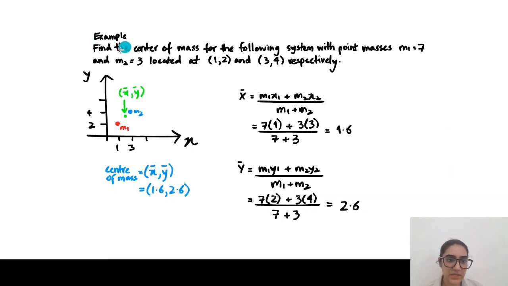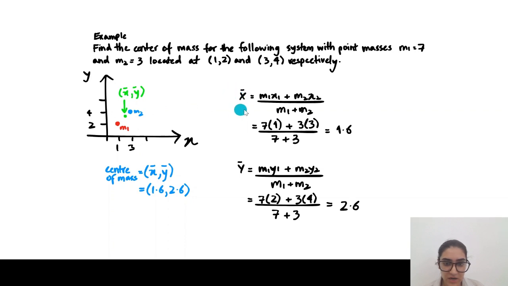Here I have a simple example. Find the center of mass for the following system with point masses m1 equal to 7 and m2 equal to 3, located at (1, 2) and (3, 4) respectively. Here I have drawn a graph and represented it. This is our m1, which is located at x = 1 and y = 2. This is our m2, which is located at x = 3 and y = 4.